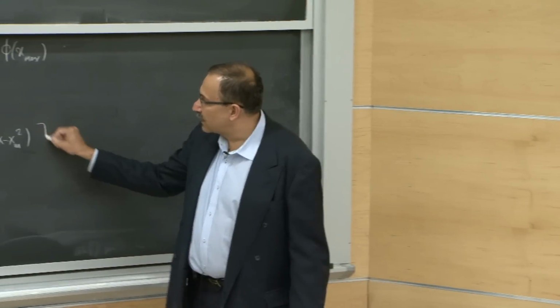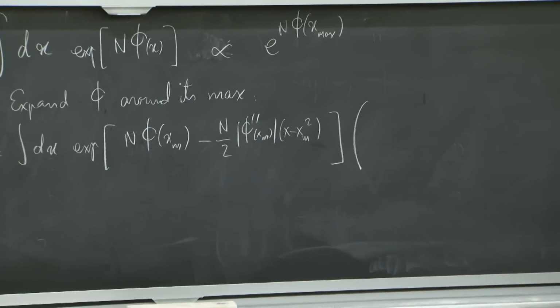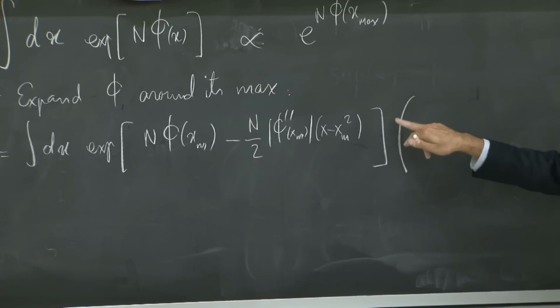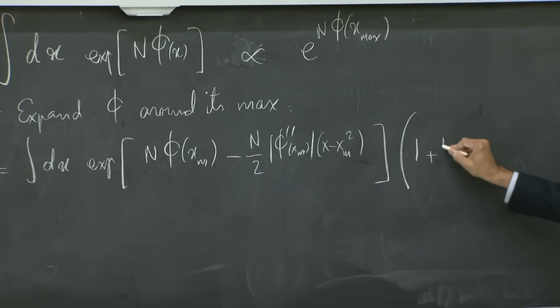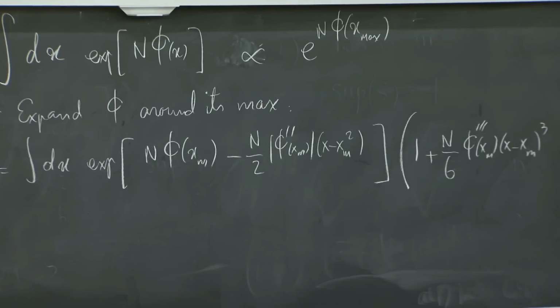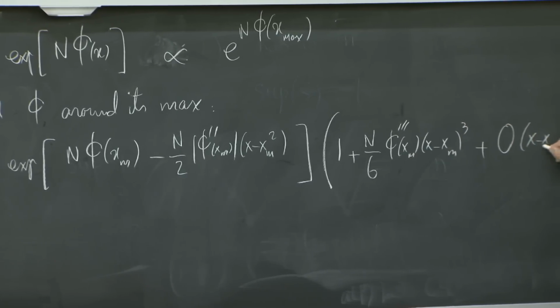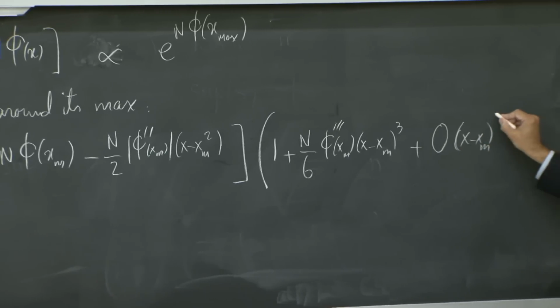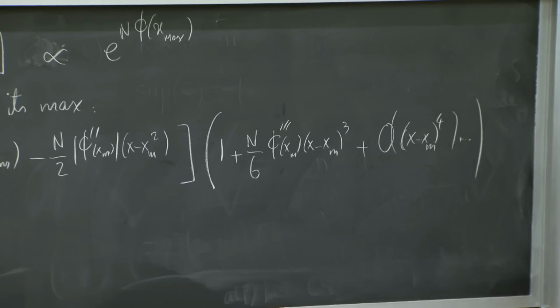And then I would have higher order terms, x minus xm cubed, etc. Actually, what I will do is I will expand all of those things separately. So I will have e to the minus n over 6 phi triple prime evaluated at xm, x minus xm cubed, and then the fourth order term and so forth. So basically there is a series such as this that I would have to look at. Okay?